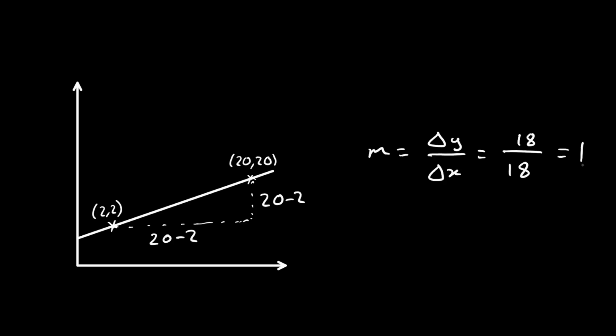So we're basically saying for every unit I move across, I move the same distance up as well. So if I move 1 mile across, I move 1 mile up. If I move 2 miles across, I move 2 miles up. This is what a gradient of 1 actually means.